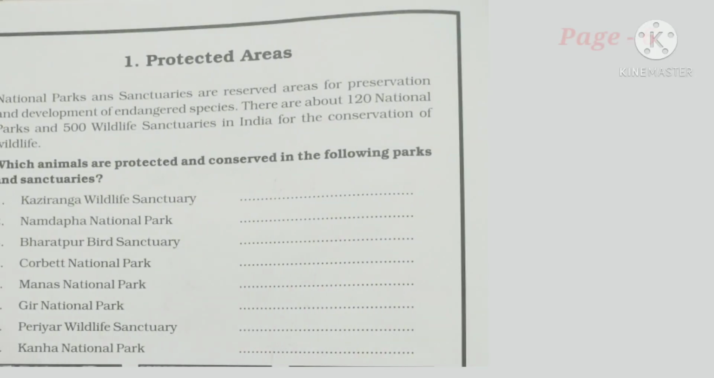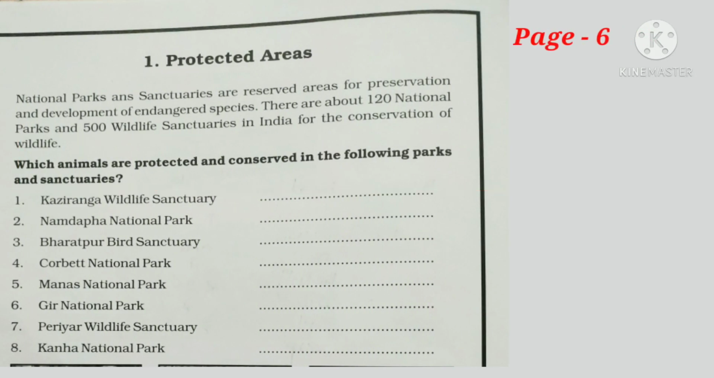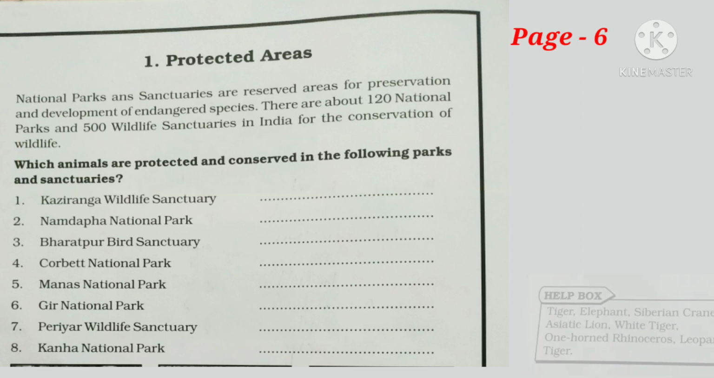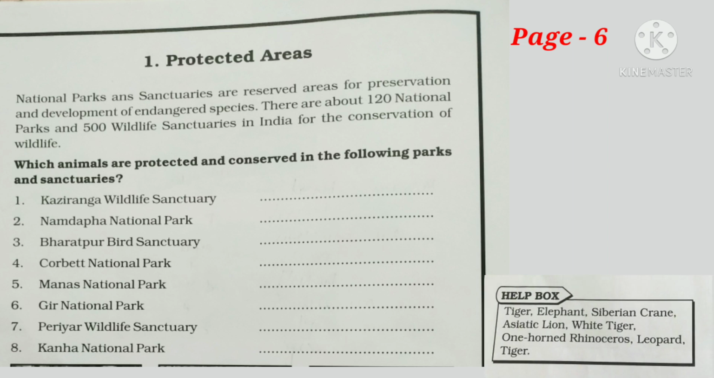And now we'll do one exercise that is given on page number 6 of your GK books. So here you have to write the name of the animals beside the name of the parks and sanctuaries. One help box is also given. So let's start doing this exercise.